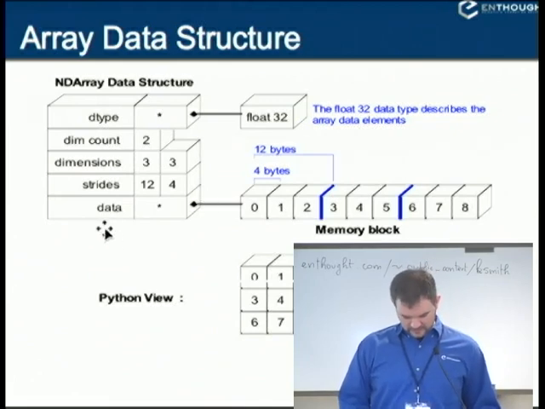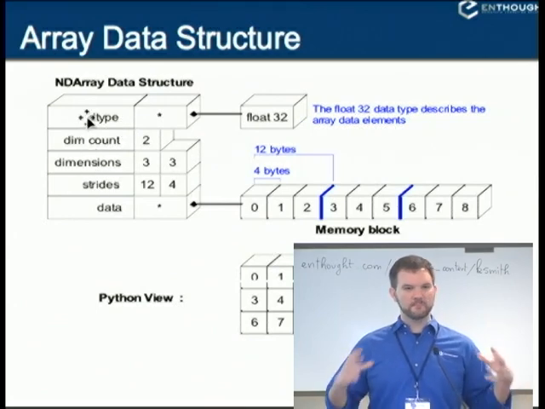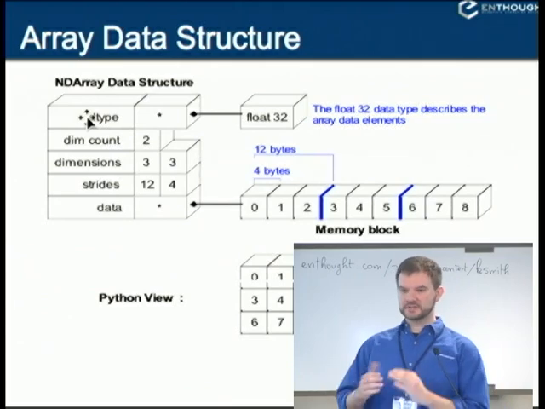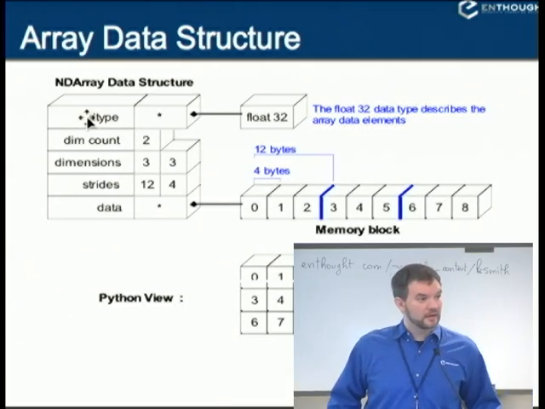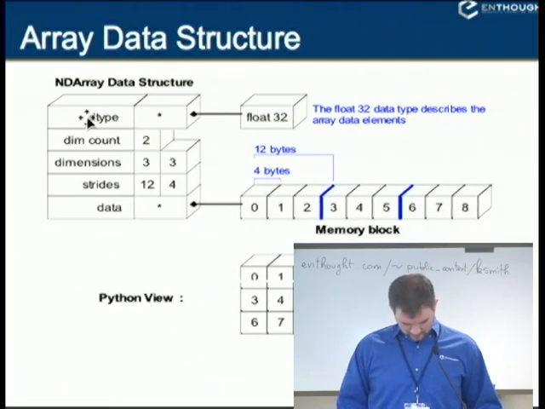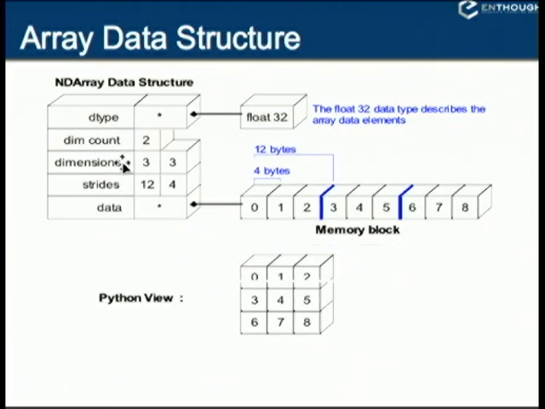There's all this other information here: strides, dimensions, dim count, and dtype, which is metadata on top of this contiguous blob of memory. Does dimensions mean shape, right? Or is it a different thing? Yeah, dimensions essentially is shape, that's right.